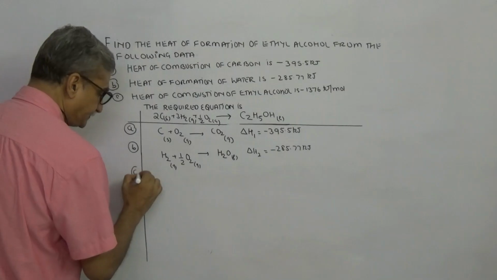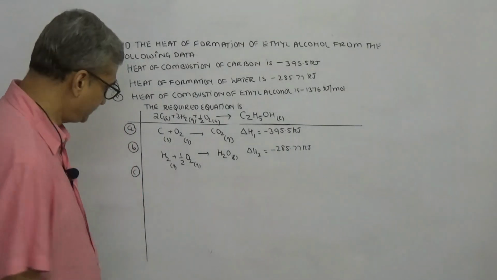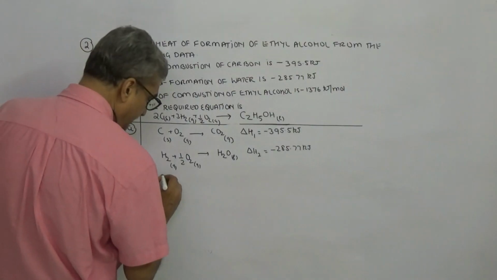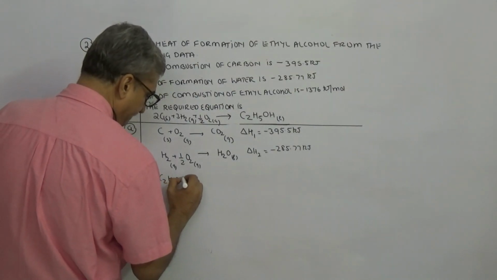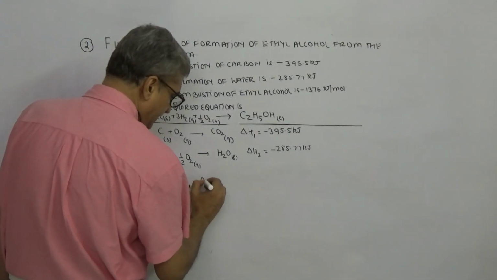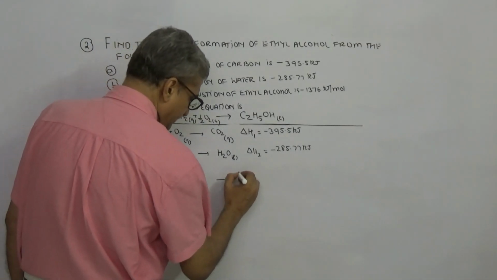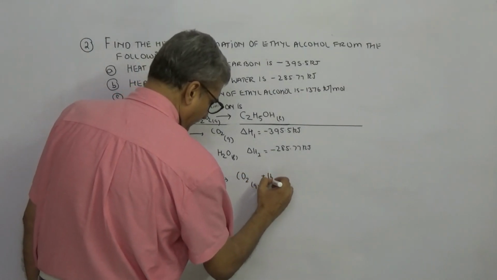Then C, your heat of combustion of ethyl alcohol. So what is heat of combustion? 1 mole of ethyl alcohol, liquid, burns in excess of air or oxygen to form carbon dioxide gas plus H2O.